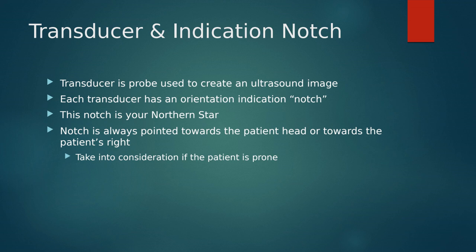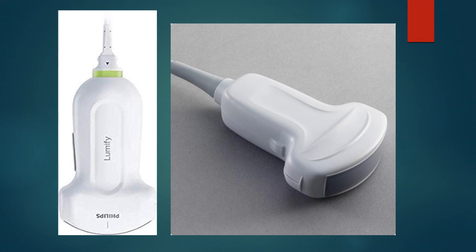So it's either towards the patient's head when we're scanning in sagittal or coronal, or it's towards the patient's right when we're scanning in transverse. So let's take a look at what our transducer with that notch is going to look like. There are a bunch of different types of notches, depending on the manufacturer and the type of equipment that you're using. The notches can look different, but there's always going to be some indication on one side that says, hey, I'm your little indicator.